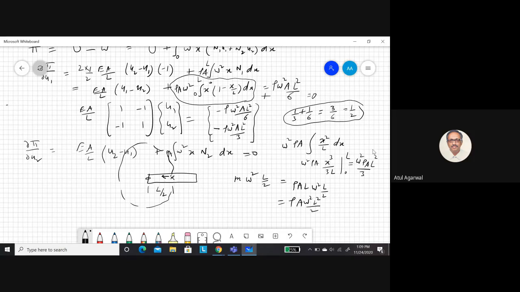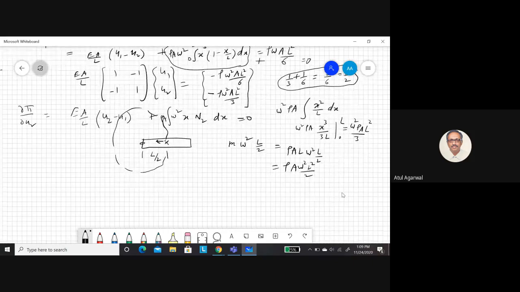Vijendra Prasad, is it all right? Yes, sir. Okay. So now you can solve for U1 and U2. What are the U1 and U2? Now you see, since u1 is 0, so what do you get as your equation? EA by L into u2 is equal to minus rho omega square A L square by 3.